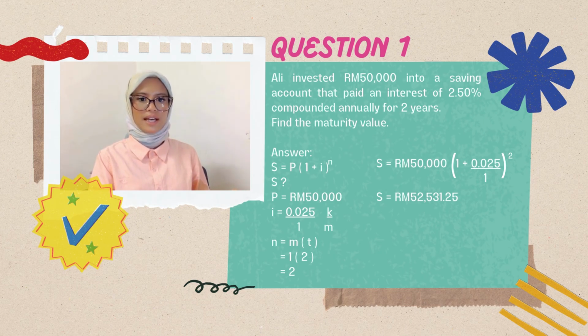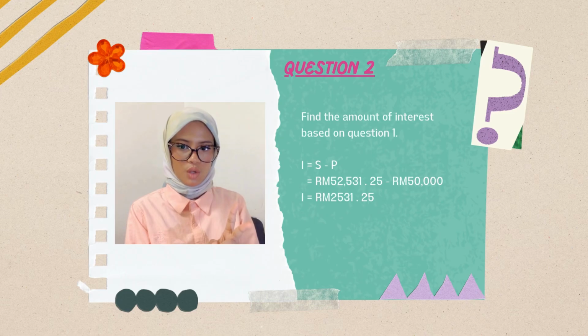So how to find S, the maturity value? S equal to 50,000 times (1 plus 0.025 divided by 1) to the power of 2. So the maturity value S would be RM52,531.25. In question 2, we need to find the amount of interest.